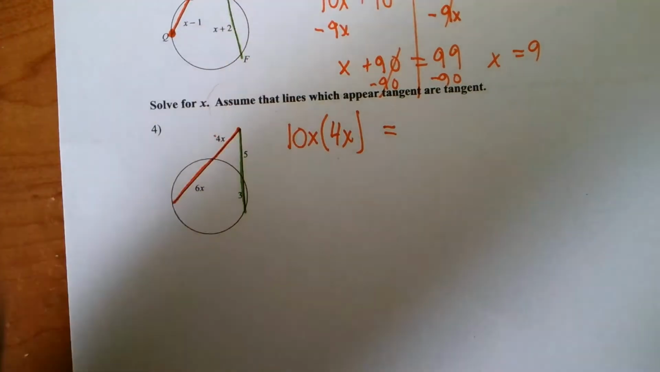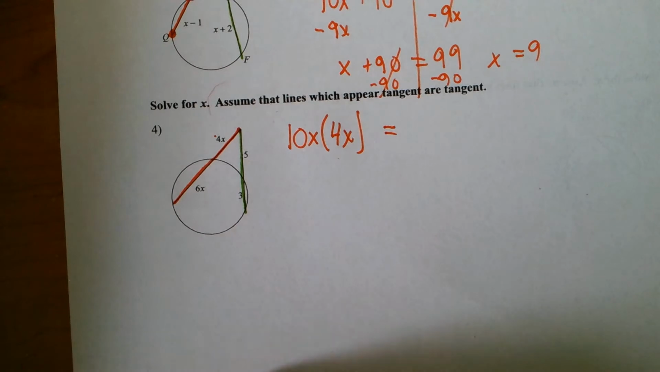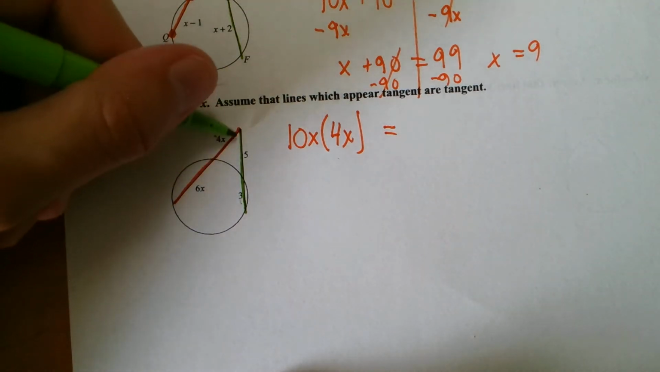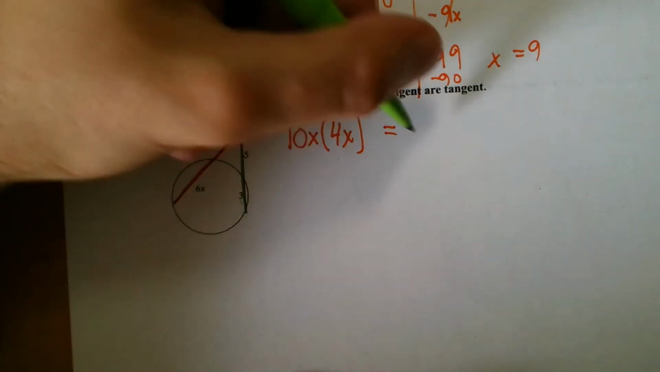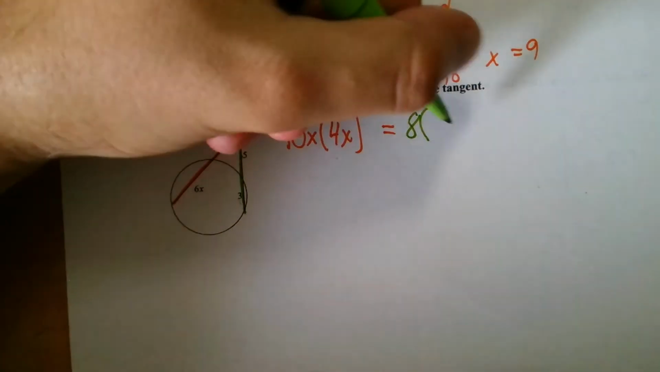So I'm going to do 10x times 4x on the left. On the right, I'm going to do the same thing with this line. The whole length would be equal to 5 plus 3, which is 8. The outside would be equal to 5.